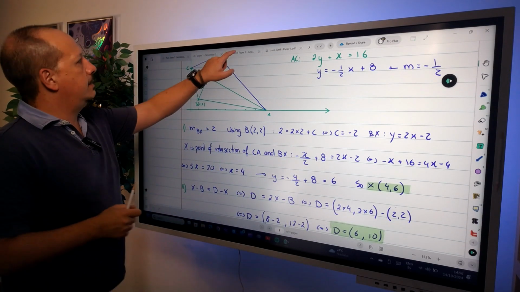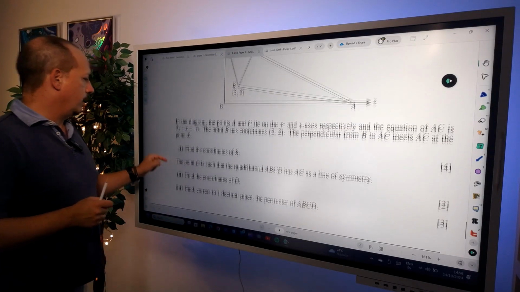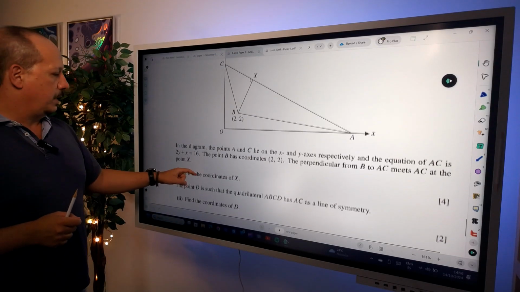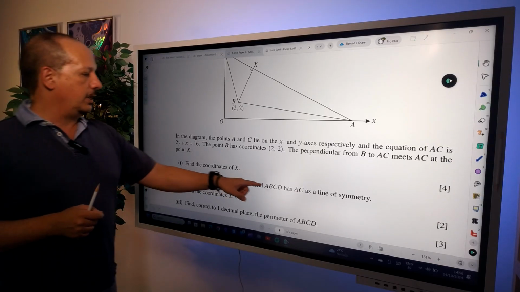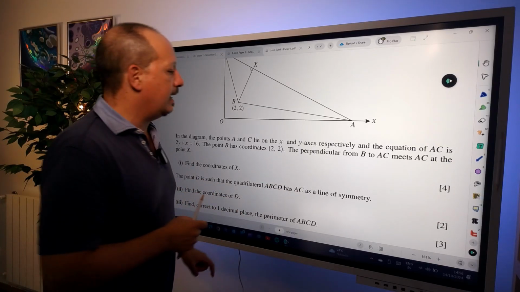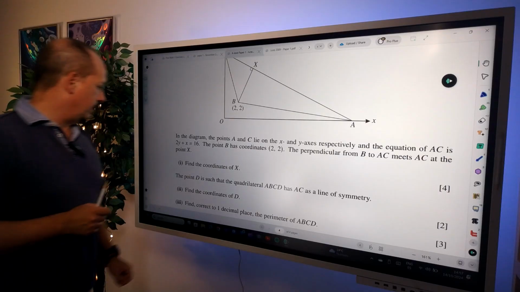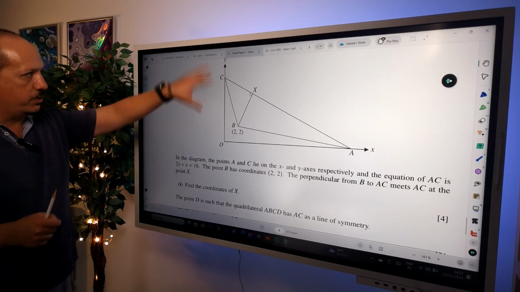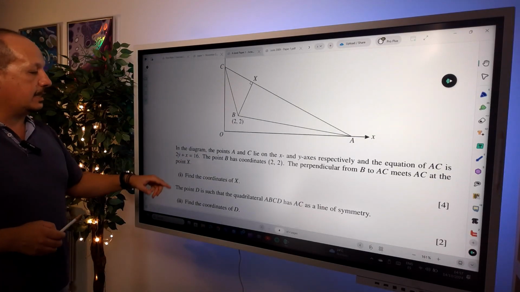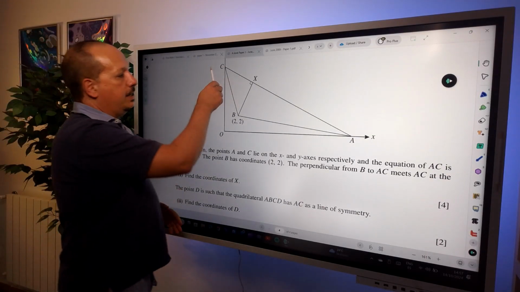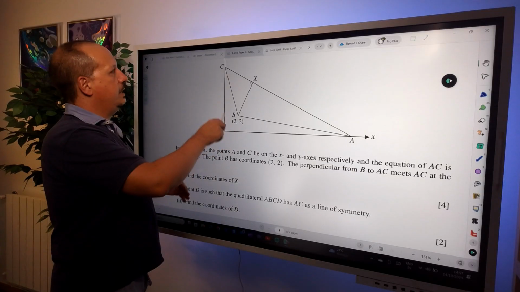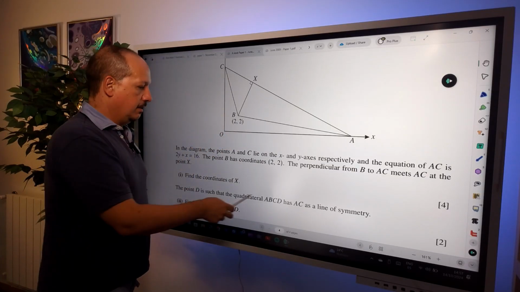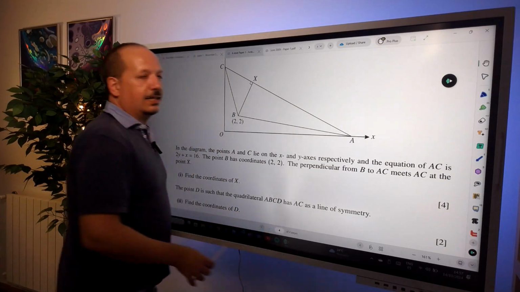Let's look at the second part of the question. So the point D is such that the quadrilateral ABCD has AC as a line of symmetry. Find the coordinates of D. So what does this mean? The point D is not represented there. Is such that the quadrilateral ABCD has AC as a line of symmetry.